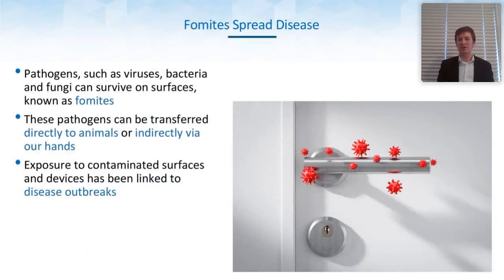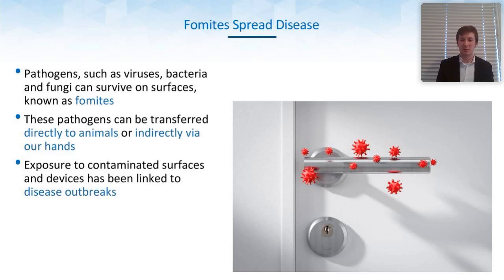So how are pathogens being spread in lab animal environments? One of the main ways they're getting around is through fomite transmission. What I mean by this is that pathogens, so we're talking about viruses, bacteria, and fungi, can survive on surfaces, and we call these surfaces fomites. When we talk about fomites, we're really referring to a surface that can serve as a point of transmission for an infectious pathogen. Pathogens on these surfaces can be transferred either directly to animals if they're touching the surface, or even indirectly.